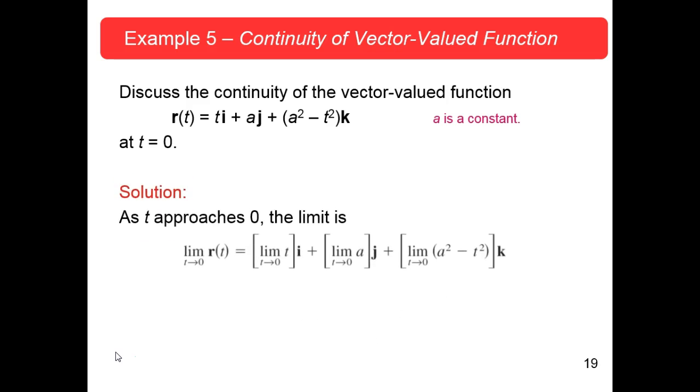Okay? So as t approaches 0, the limit of the first component would be 0. Limit of that, that would be a. Limit of that, that would be a squared. So plug it in, 0i plus, you could just leave that off if you wanted to, a j plus a squared k. That would be the limit of this vector as t approaches 0. Does that make sense? First thing you try is just plugging in.